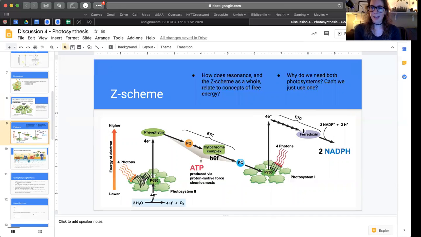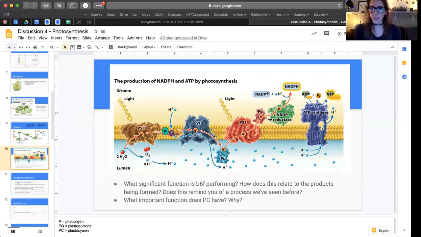So they're going to be passed to ferredoxin. Under normal conditions, ferredoxin is going to donate its electrons to NADP reductase, which is an enzyme that will take NADP+ that we had in the cell and transfer it into NADPH. So that's what generally happens.